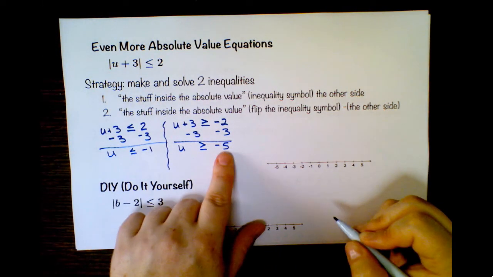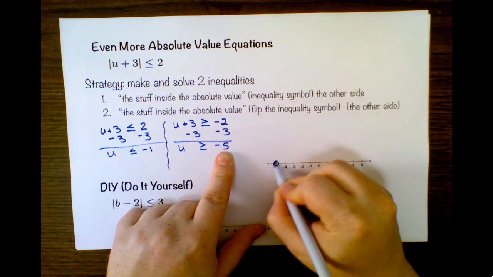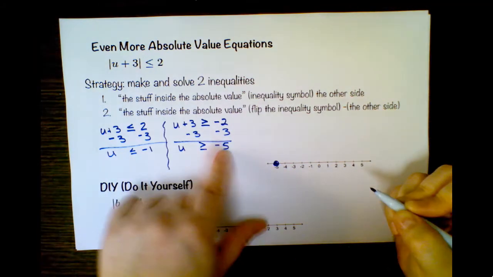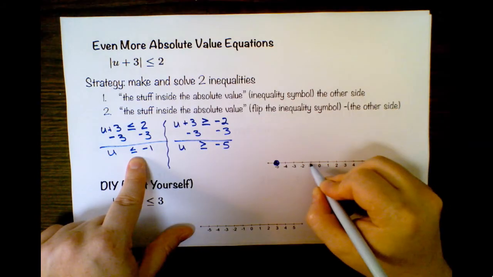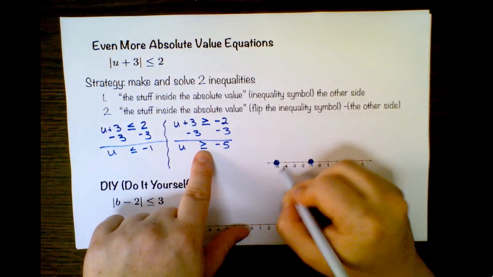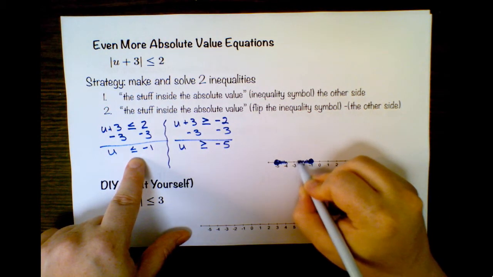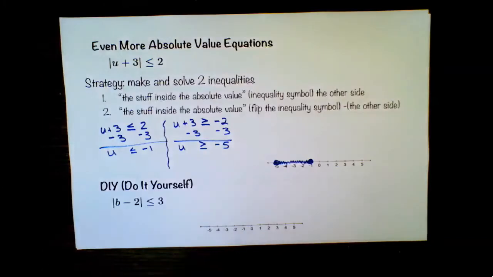Okay, so greater than or equal to, I'm going to color in the dot. Negative 5, I'm going to color in the dot at negative 1. It's got to be bigger than negative 5. It's got to be smaller than negative 1. And they meet in the middle.